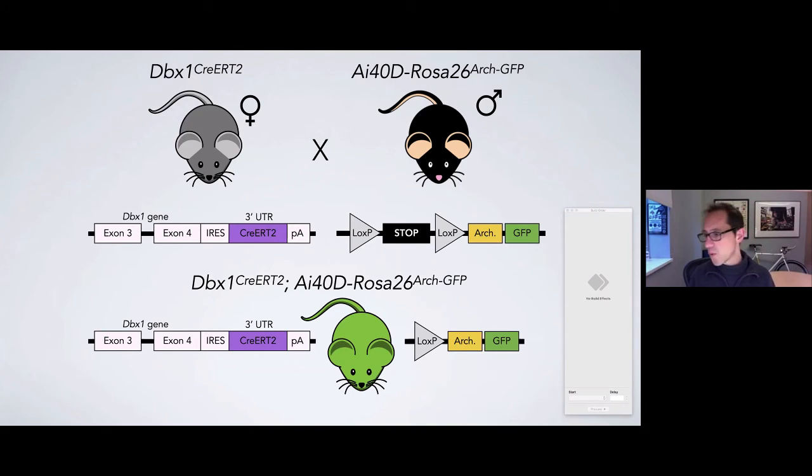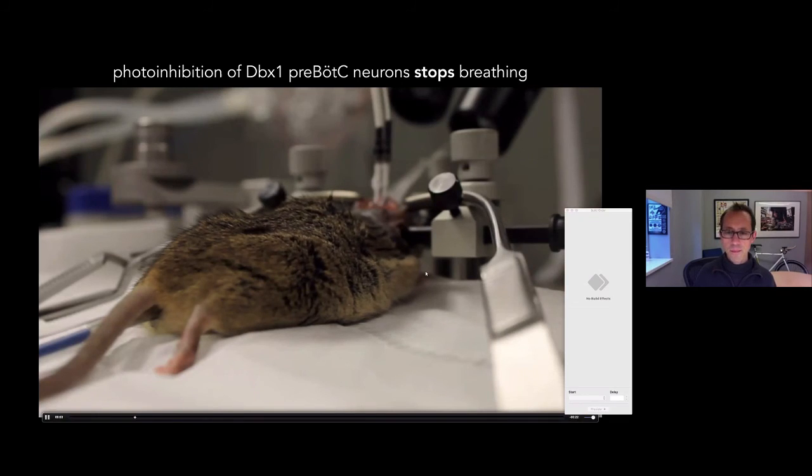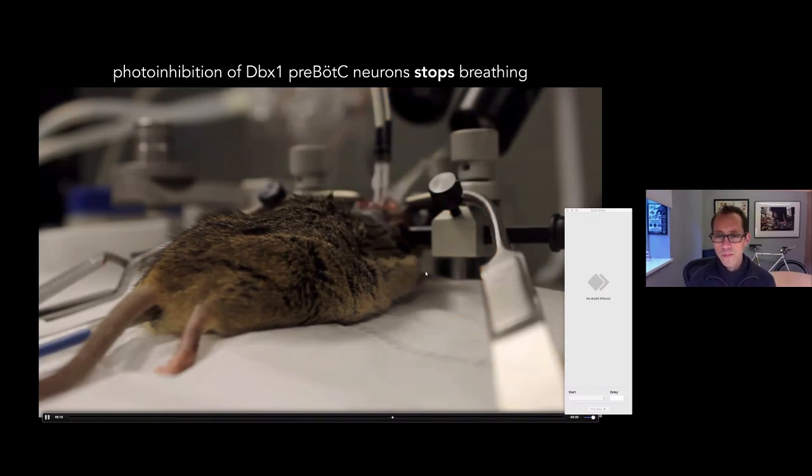So let's start by looking at this experiment in a video again. Same setup. This is an animal that's lightly sedated and has optrodes parked in the preBötzinger complex bilaterally. We want you to pay attention to the breathing movement when the yellow light comes on. So there's almost a complete arrest of breathing movements. Over the 30 seconds that the light was on, the animal took two small breaths, which is pretty shocking given that mice normally breathe at about 3 to 3.5 hertz.